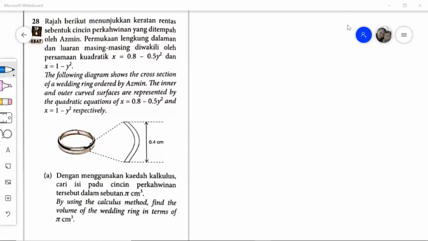Hi everyone, this is Practice Formatif, Chapter 3, question number 28. The following diagram shows the cross-section of a wedding ring ordered by Azmi. So this is the one.